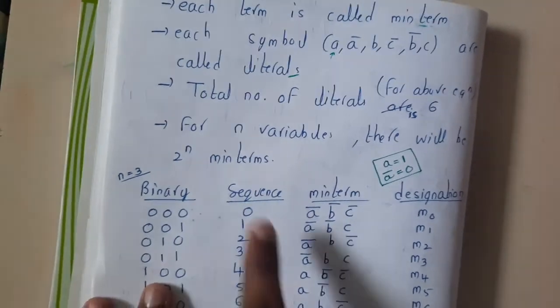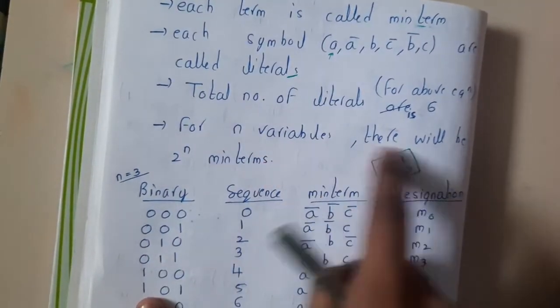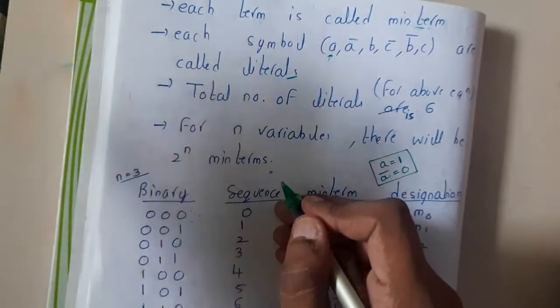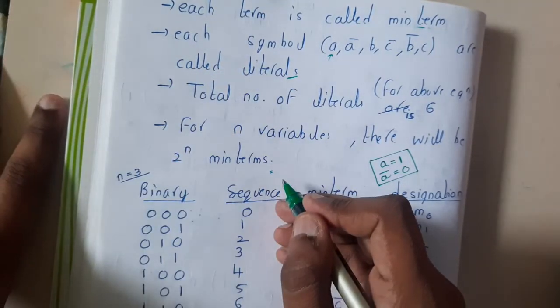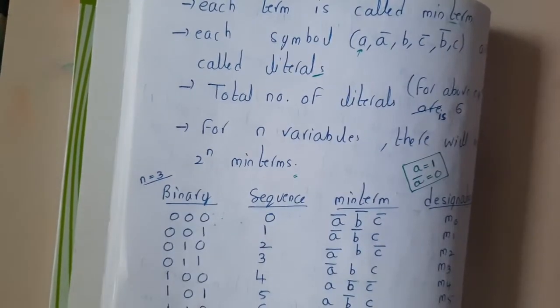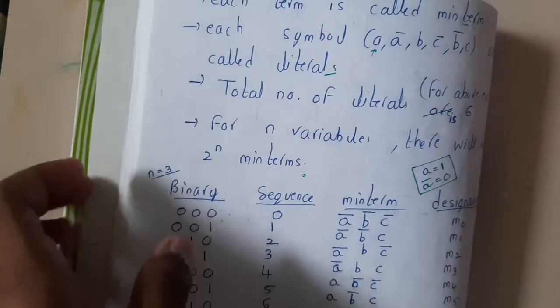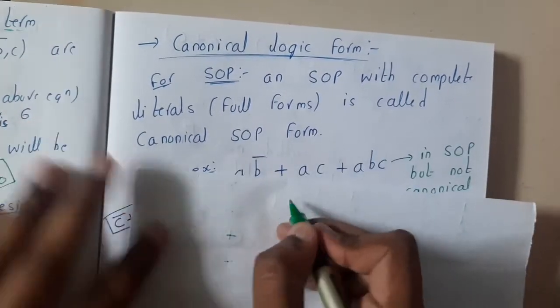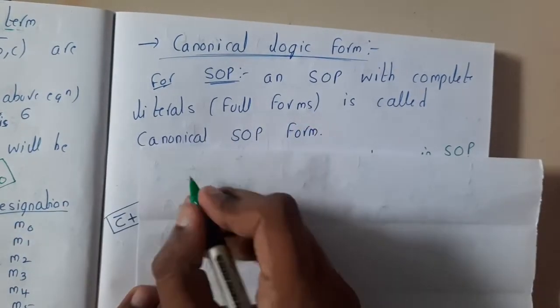The next thing is, for n variables, there will be 2 power n min terms. Basically, in all these statements I was saying min terms, right? Your question is always, what are these min terms? So let me draw a small table representing these min terms, guys. Now you will get a clear idea. I'll be leaving some lines above, and you will understand why.